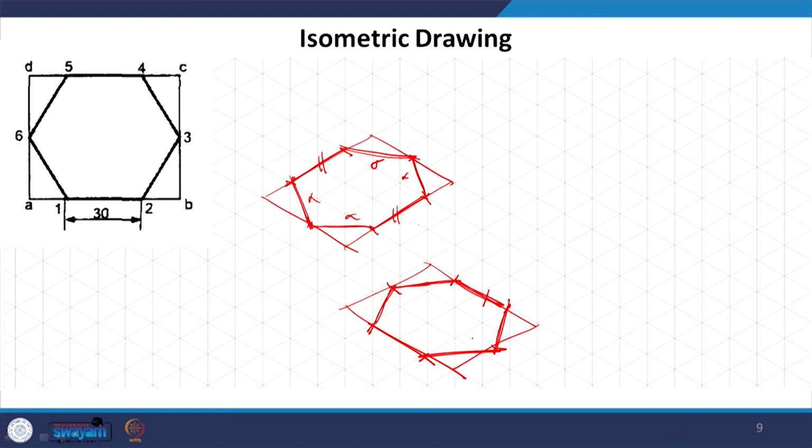I hope you will try drawing any polygon that you come across in isometric drawing, and you can assume any condition and try to draw them. In case you find any problem, you can write to us and we will try to resolve your query. So, that is all in the lecture today.